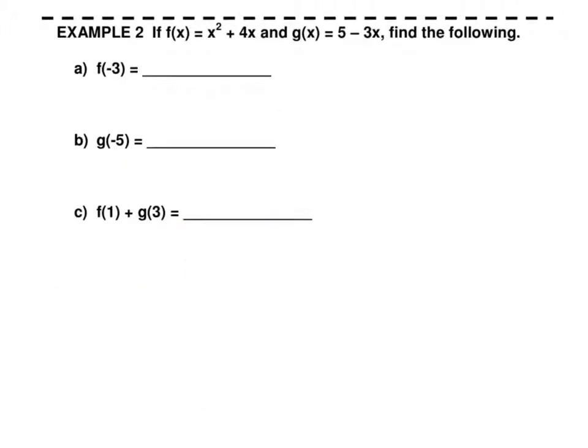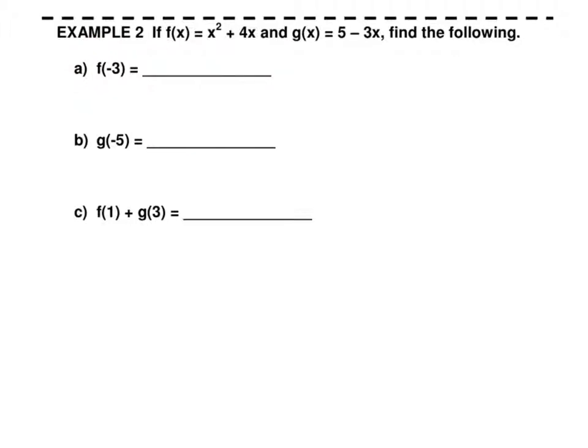Okay, next example. All right, in example 2, you need to write these down. If f of x, function notation again, remember f of x is the same thing as y. So if that equals x squared plus 4x, and then g of x is equal to 5 minus 3x. So the first one we're going to find is f of -3.